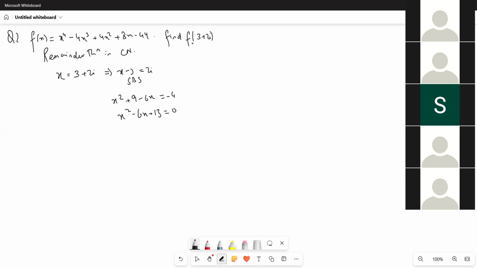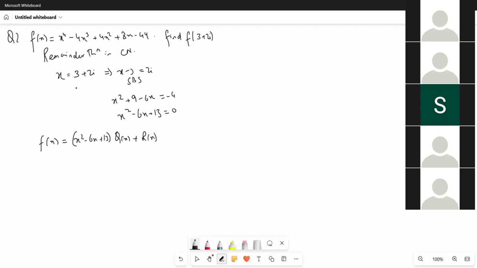Now if we have to find f of a, remember f of a is the remainder when a polynomial is divided by a factor. So we can say over here that f(x) would be (x square minus 6x plus 13) into a q(x) plus an r(x).